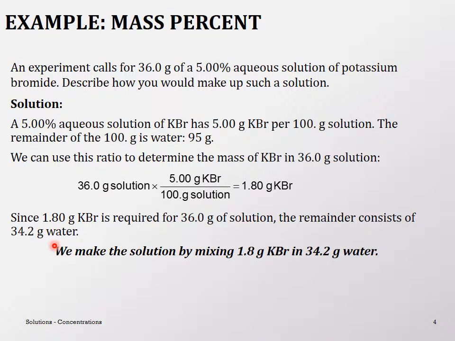So what do you do in the lab? In the lab you will go in and measure out 1.8 grams of potassium bromide and dissolve it in 34.2 grams of water to give a 5% solution. Simple enough.